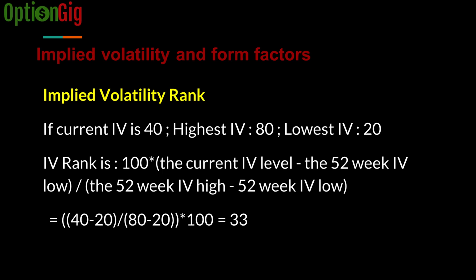So it means the current IV is at the 33 level, considering 100 is the highest and 0 is the lowest as compared to the last 1 year. Hopefully it made it clear. Let's move on to the next one, which is IV percentile.